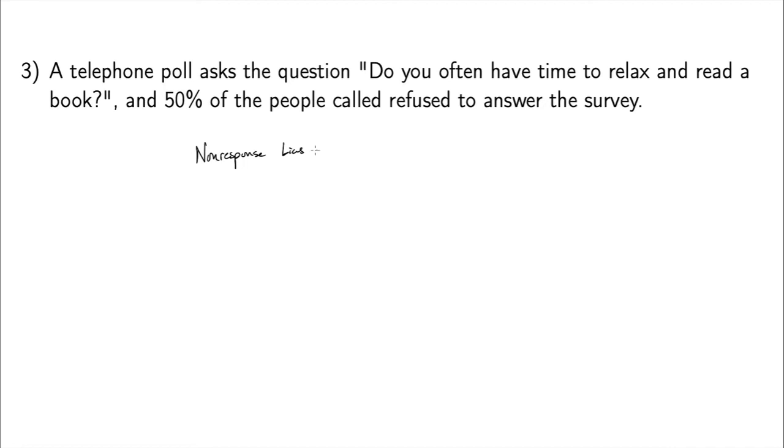There's also some sampling bias here. It's a telephone poll, and so it's only sampling people that have a telephone where the number is available. Maybe if they have an unlisted number and their numbers are not out there, then they can't be part of it. And so that's going to be some sampling bias as well.